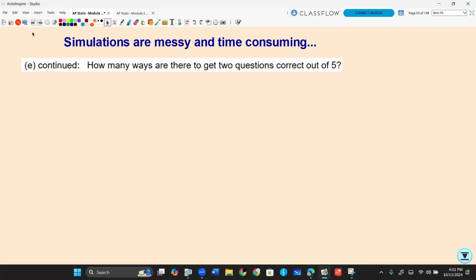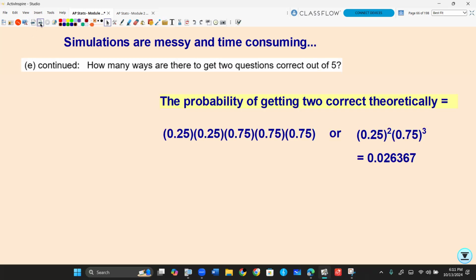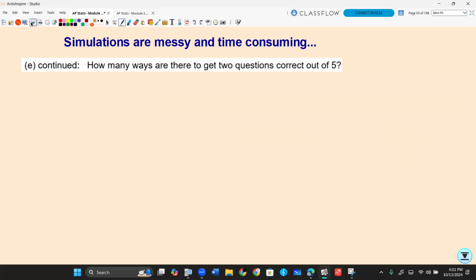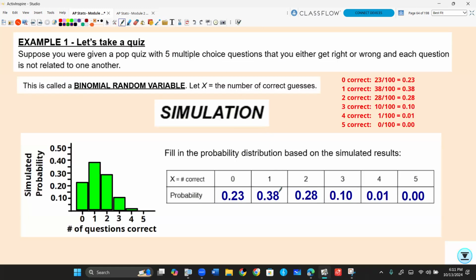So how many ways are there to get 2 questions correct out of 5? Well, let's think about the breakdown here. The probability of getting 2 correct theoretically would be 0.25 times 0.25, and then 0.75 times 0.75 times 0.75, multiplied all together. You could also use the exponent rule and just do 0.25 to the second power and 0.75 to the third power and multiply those together. But again, 2.6% is not quite matching our simulation of 28%. So what's going on with that?